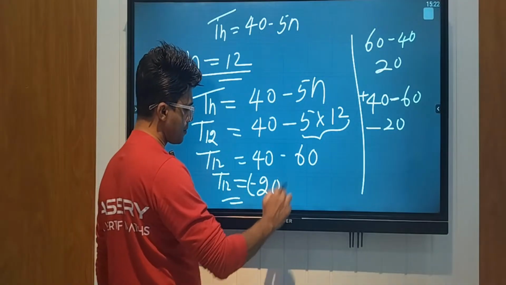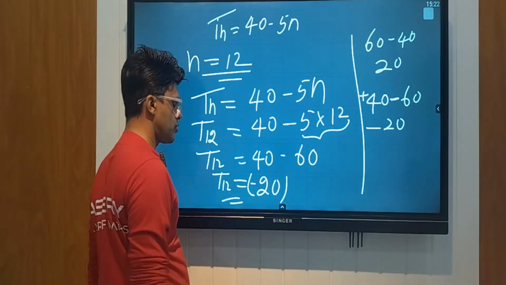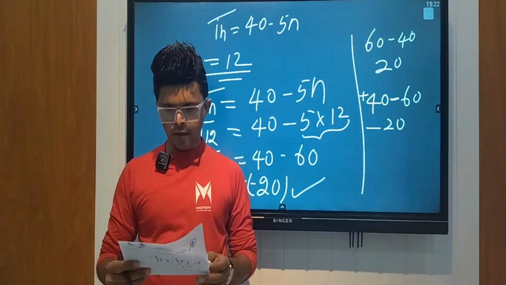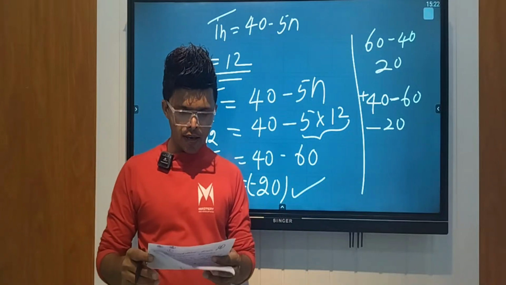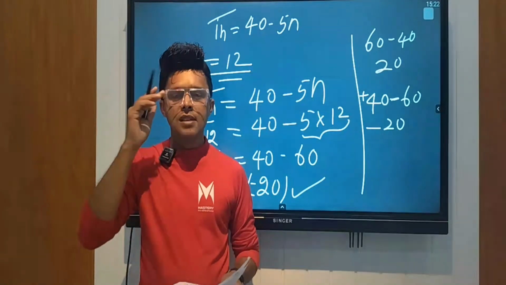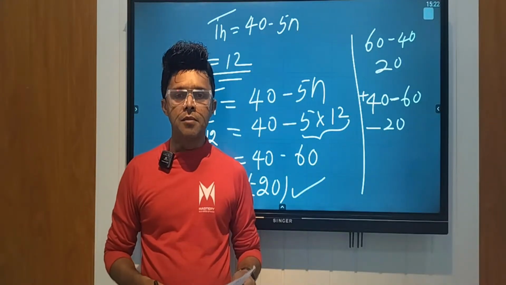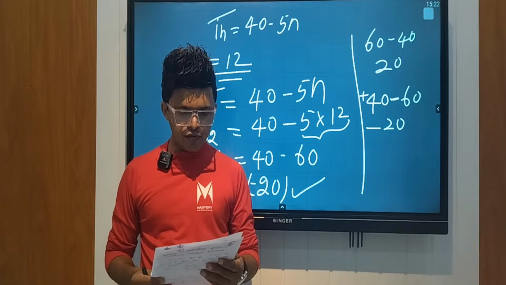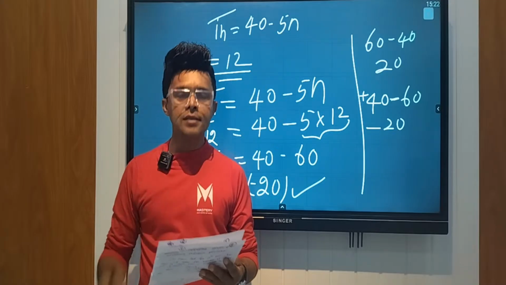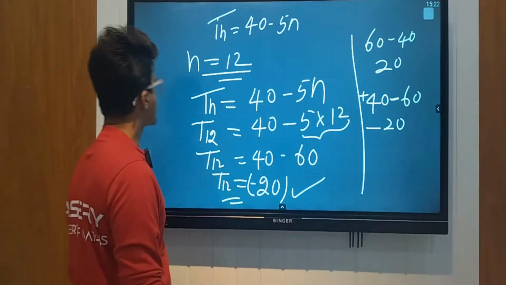Generally, when the value is negative, we just write it as the answer. So the 12th term is minus 20. Now, write the n minus 1 term. This type of question was met previously. In the third question, it says to write the n minus 1 term.